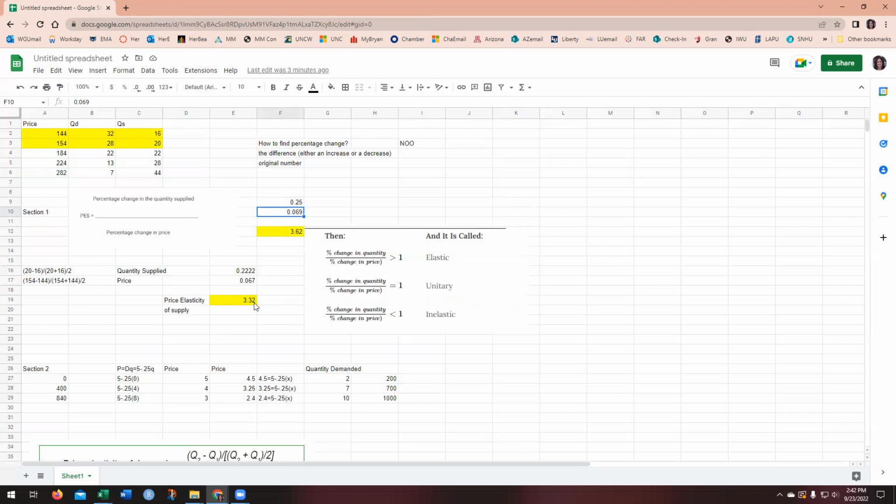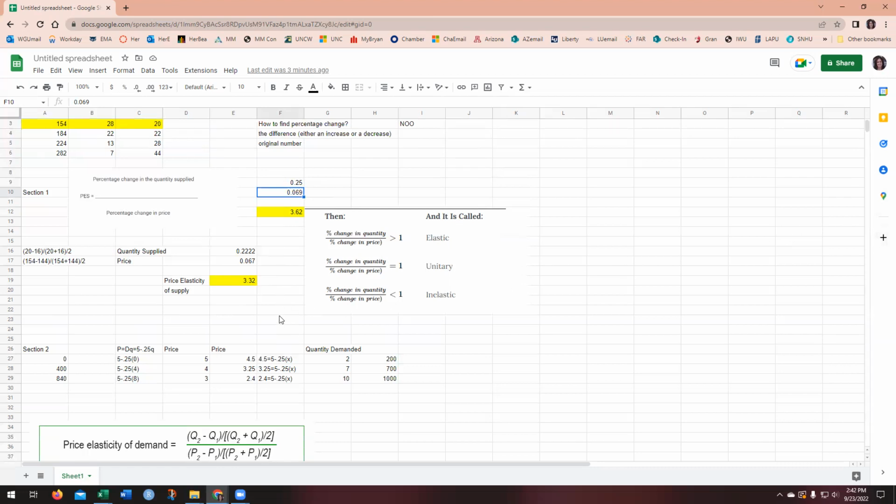It's not super particular that you get the exact same answer, because you're going to get something close, and you're obviously going to realize that is still an elastic item. So depending on how you're doing these problems, you may get slightly different answers.